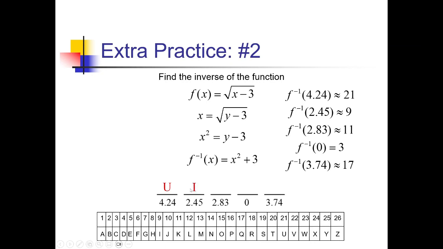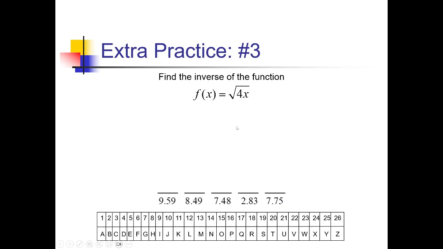9 is I. 11 is K. Haven't gotten one of those yet. They said 3 for this one, so that's C. And then 17 is Q. That's a number you're probably not going to be seeing too much.